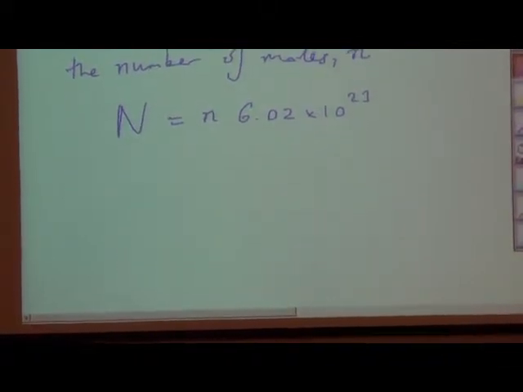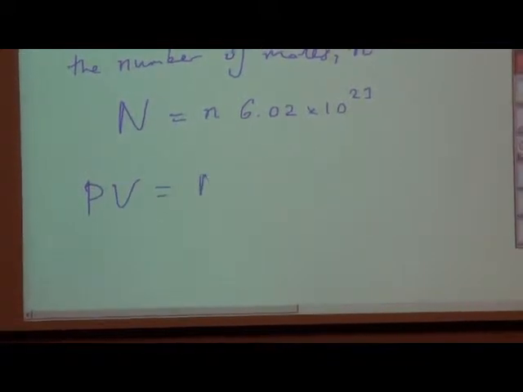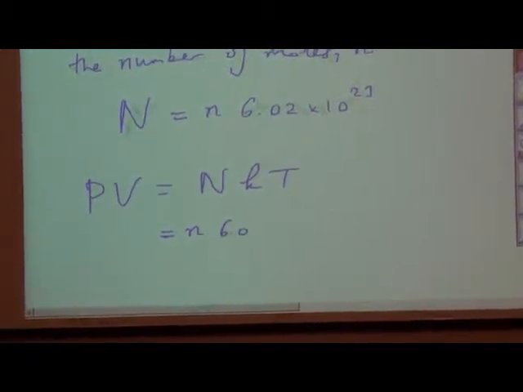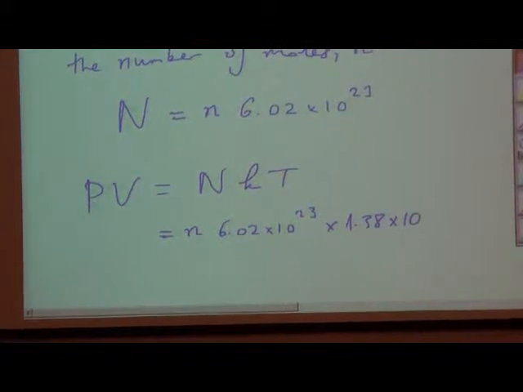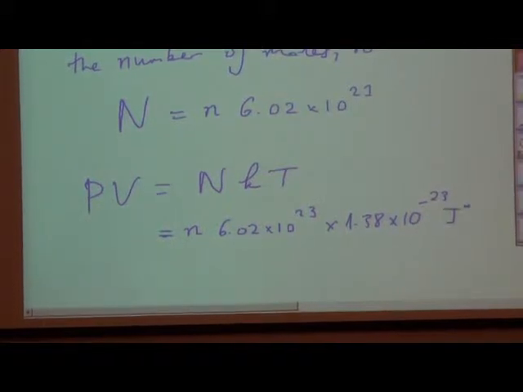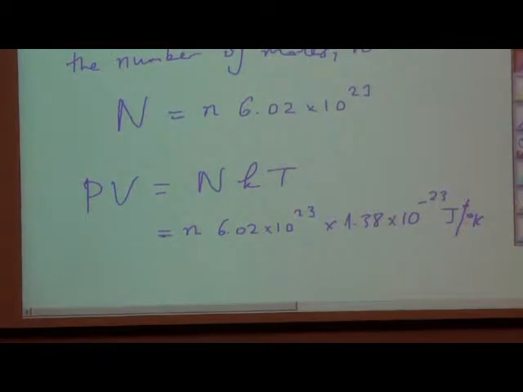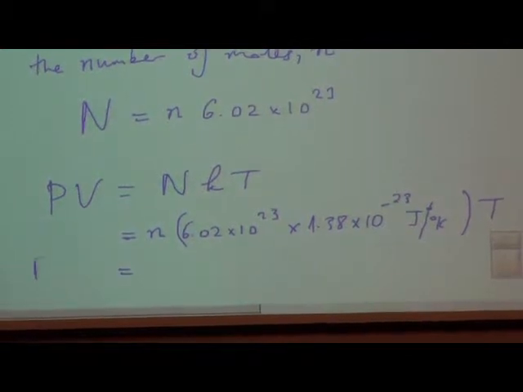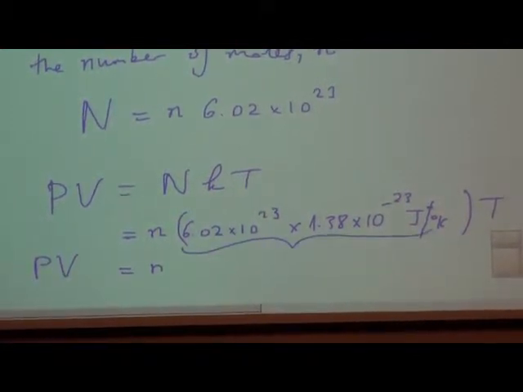Now if you go back to the gas law, we had PV equals NkT, which is number of moles times 6.02 times 10 to the 23 times 1.38 times 10 to the minus 23, joules per degree Kelvin, all of this stuff times T. So we can write PV equals N times, and give this number a name, R, so PV equals N R T.